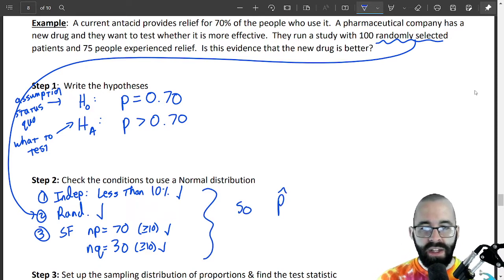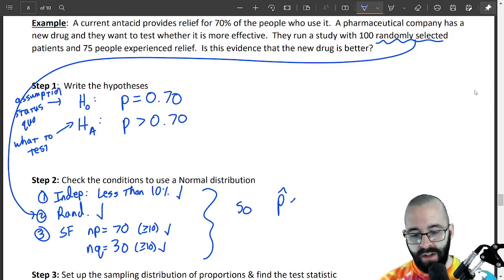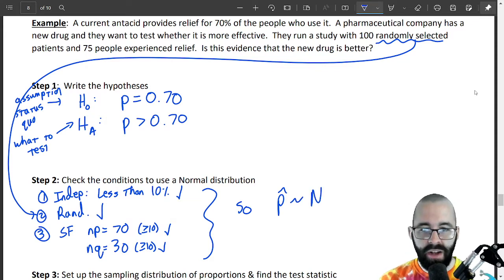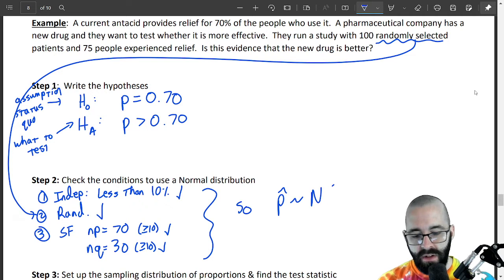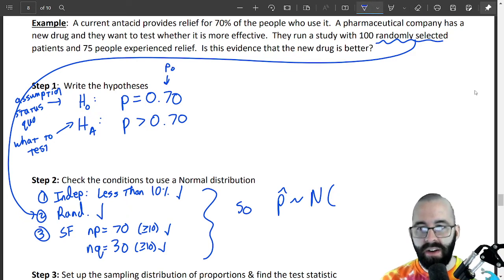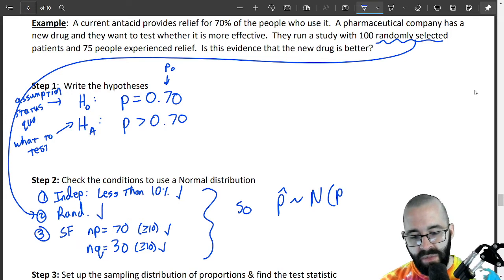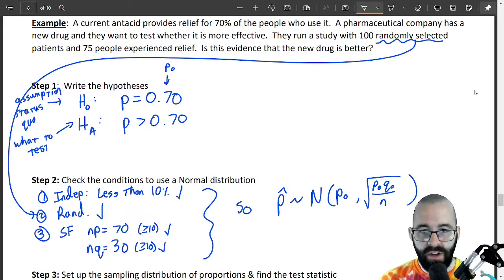that when we take a sample, our sample proportion is going to be approximated with a normal distribution with mean of p naught. Hold on, let's use these letters. And again, this is our p naught. Our p naught is our assumption. Mean of p naught and standard deviation square root of p naught q naught over n.